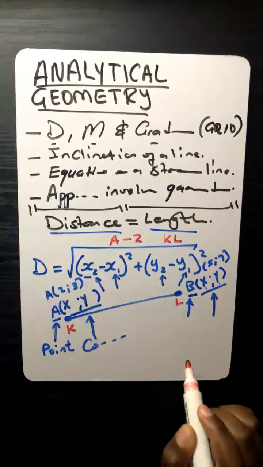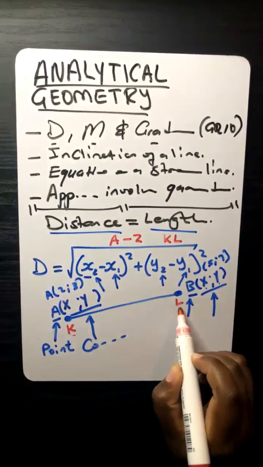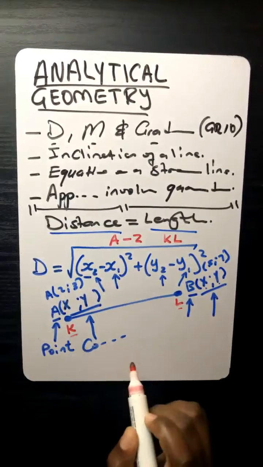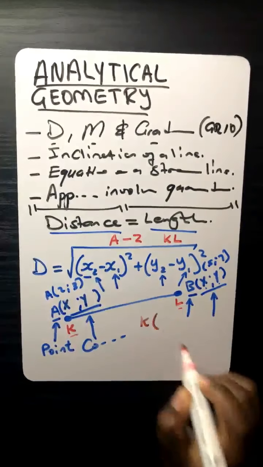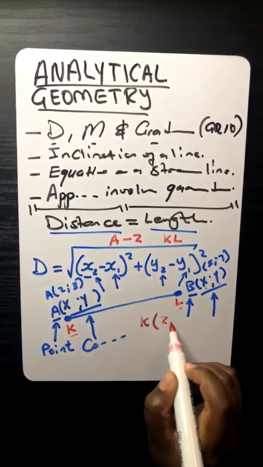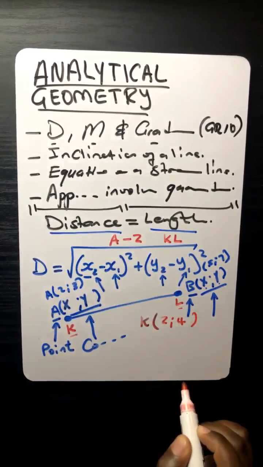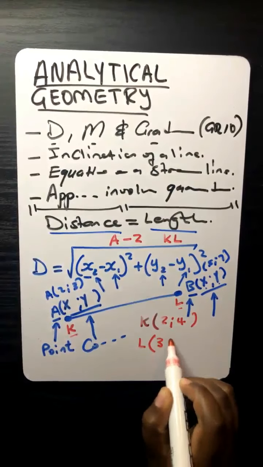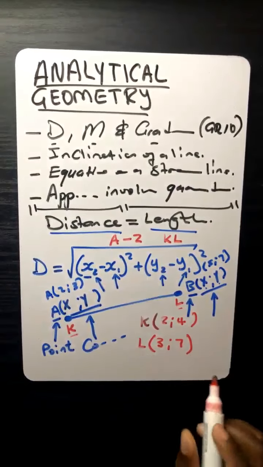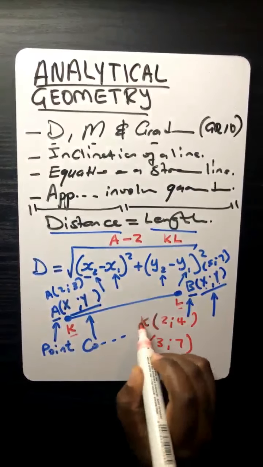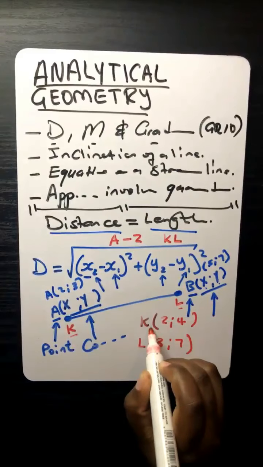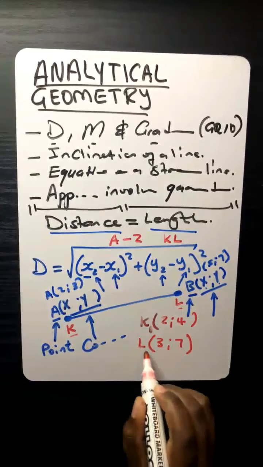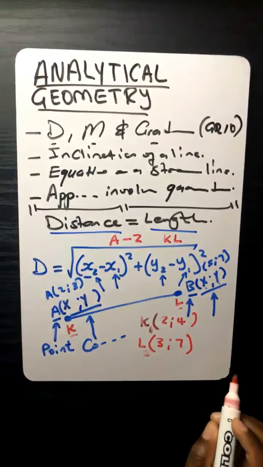Ask yourself this question. Between letter K and letter L, which one comes first? A, B, C, D, E, F, G, H, I, J, K, L. So K comes first. So you'll find that K is given the coordinates, which could be, let's say, x is 2 and y is 4. Then L is given the coordinates, which could be 3 and 7 as an example. Because K comes first, you consider these coordinates to be your first values. Because L comes second, you consider this to be your second values.